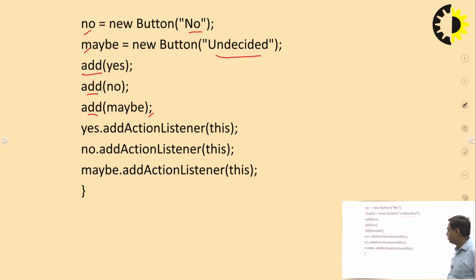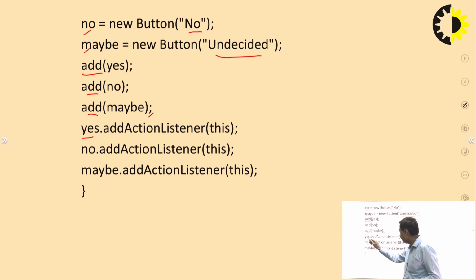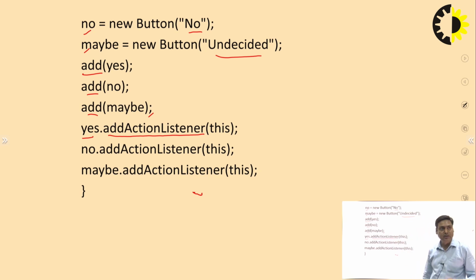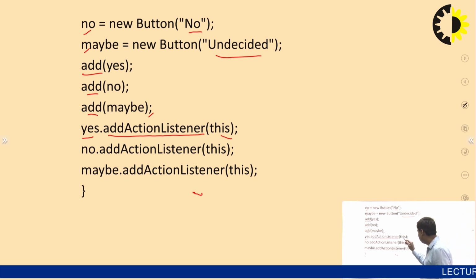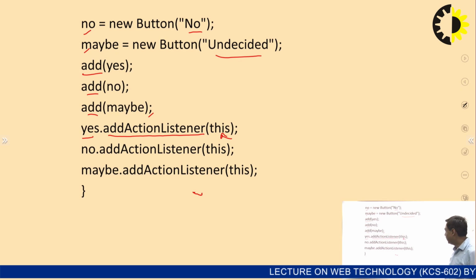For that purpose, we take the yes button and use the method addActionListener. It is the method to register the event handling of action. When we click on some button, this program will listen to it, and we are passing this object because this program is the listener also. So this program will generate the event, as well as listen to the event.